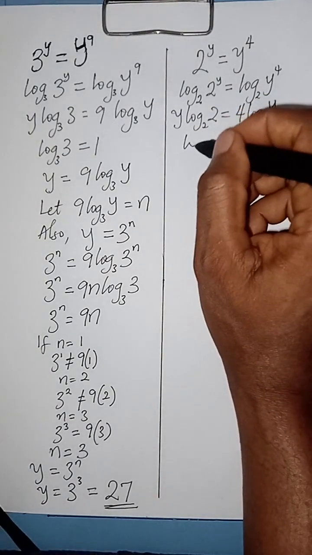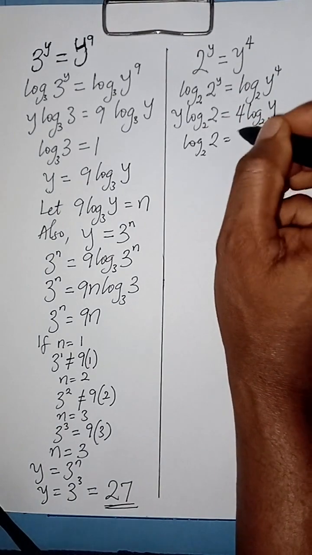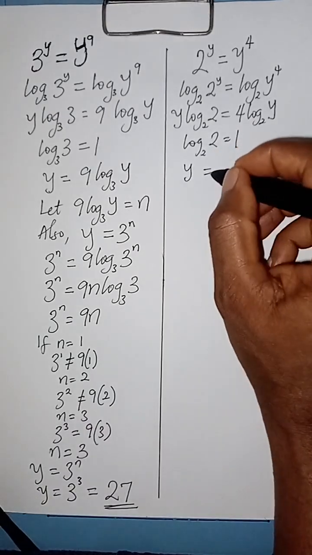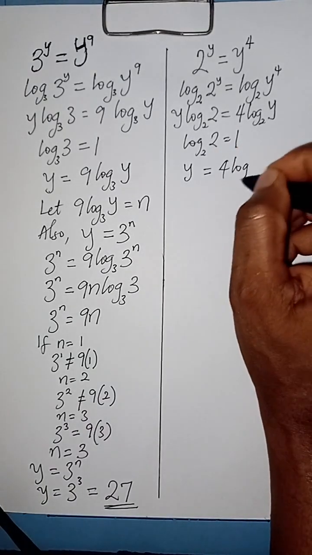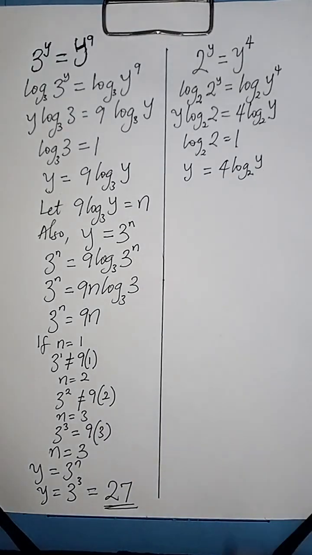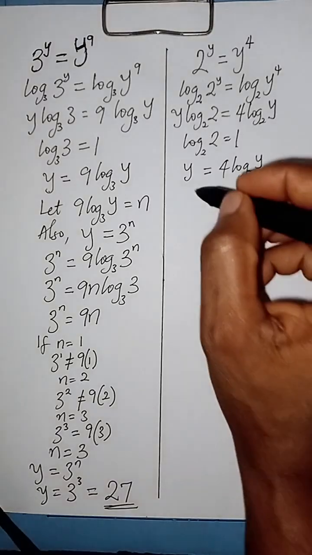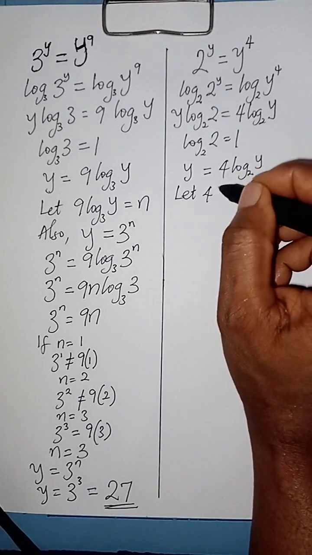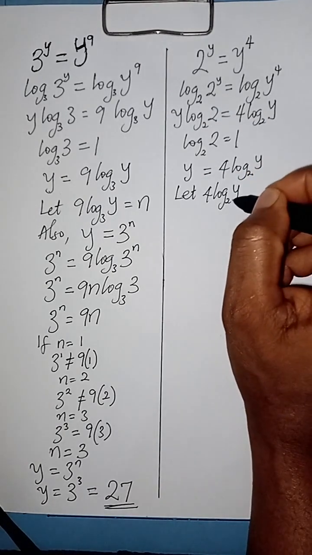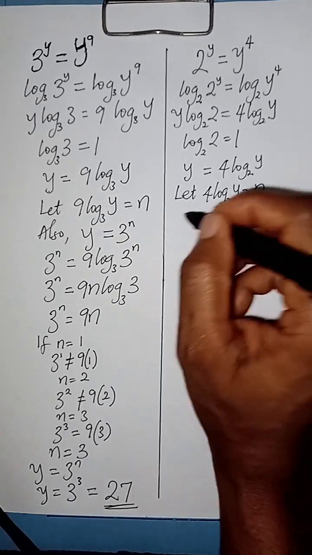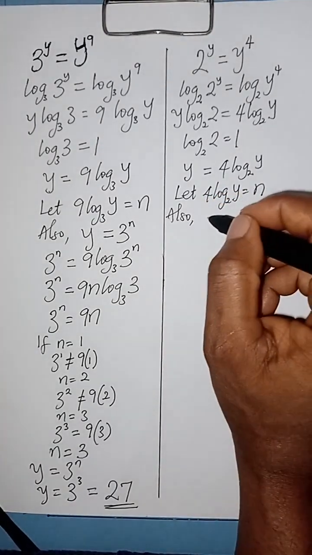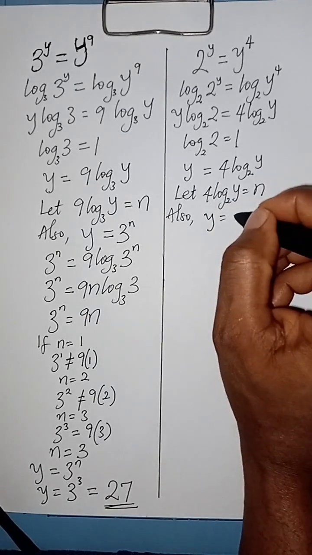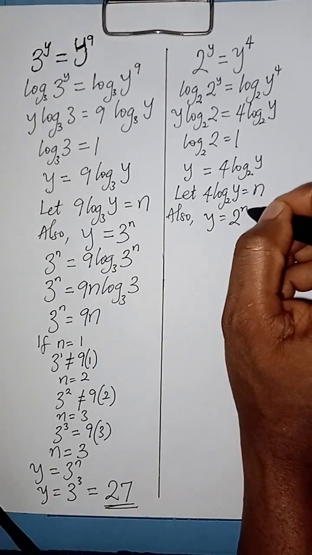Now recall log 2 to base 2 is 1. So here we'll be left with 1 equals 4 log y to base 2. Now remember what we did next? We said let 4 log y to base 2 be equal to n. Also, I said let y, which is this y, be equal to 2 raised to power n.